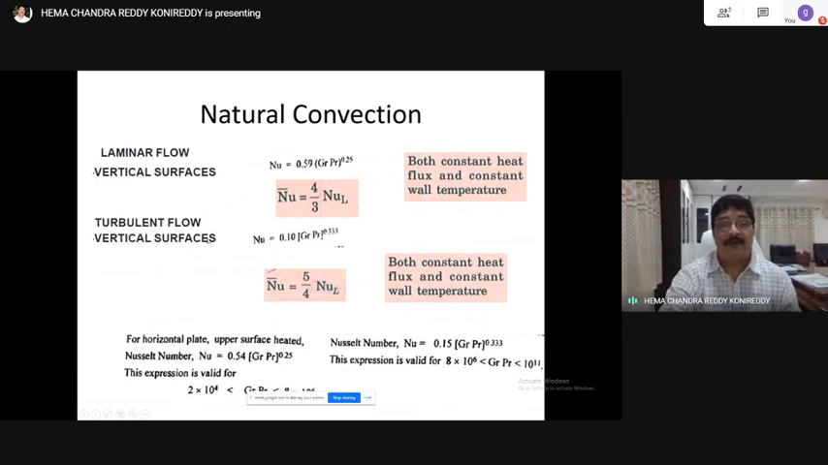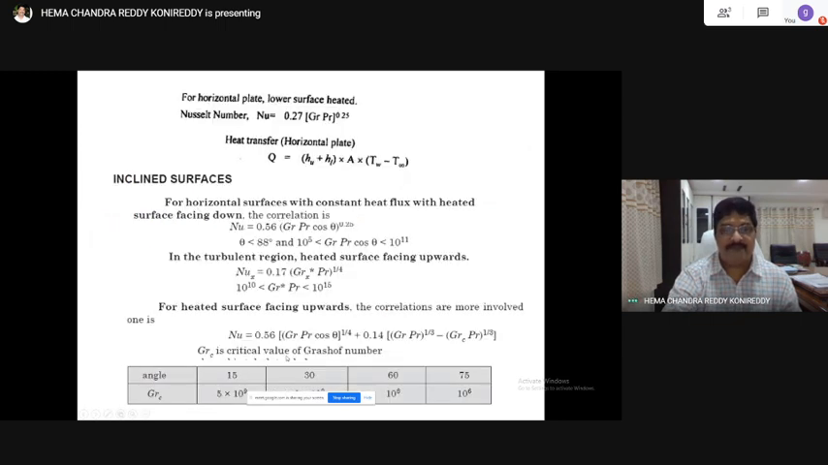And for turbulent flow over vertical plates, this equation is called the McAdams equation: 0.10 (Gr Pr) whole raised to the power 1 by 3. So this is a local value. The average value is 4 by 3 of the local Nusselt number. So this you can use. And for a horizontal plate with upper surface heated, Nusselt's number is equal to 0.54 (Gr Pr) whole raised to the power 0.25.